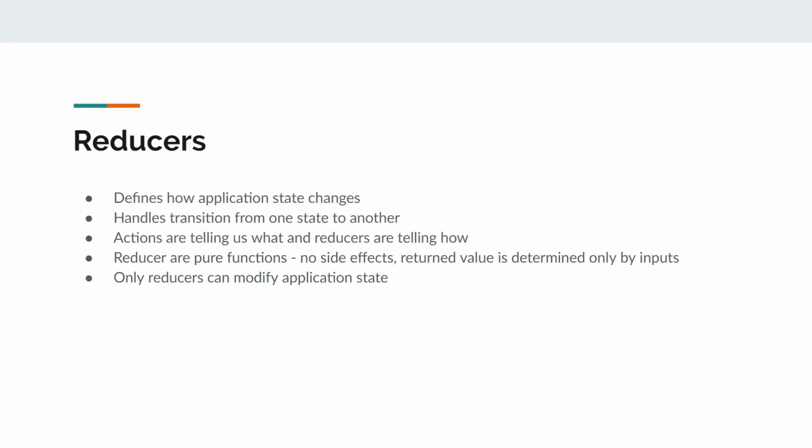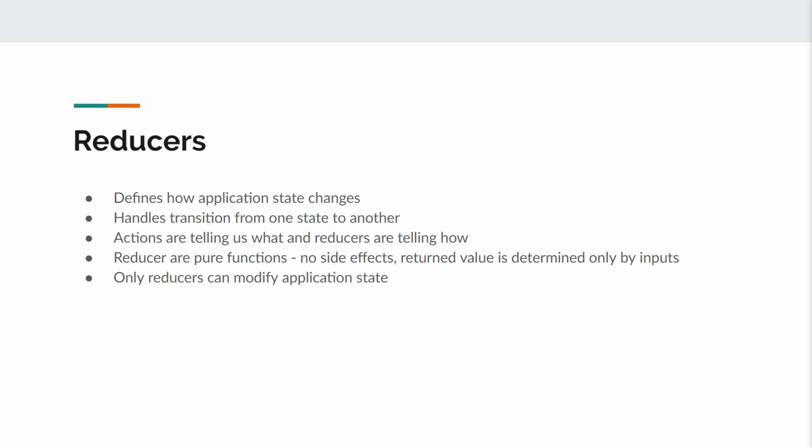Okay, and the last part of our puzzle, reducers. In the reducers, we are defining how our application state changes. So they are responsible for transitioning from one state to another. As we said before, only reducers can modify application state, and they should be implemented as pure functions. By pure function, we mean a function with no side effects, and the returned value is determined only by the inputs of this function.